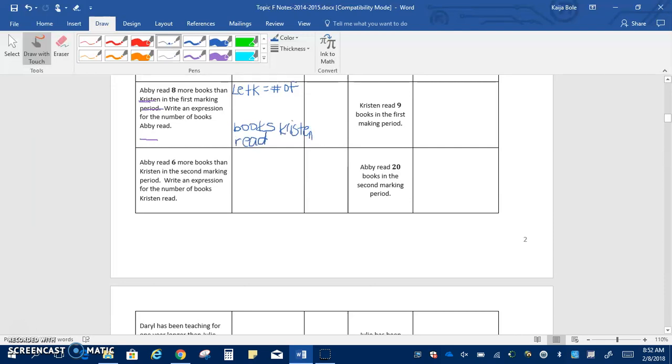Alright, so K is the number of books Kristen read. Because we are looking for Abby's, that means we're going to use a K for Kristen.